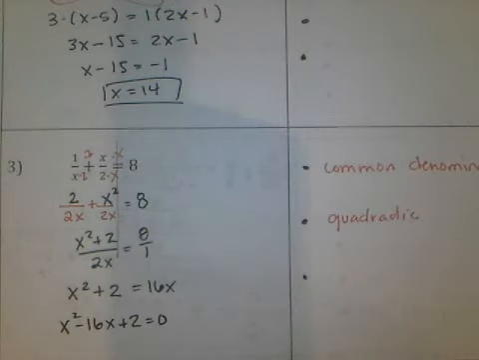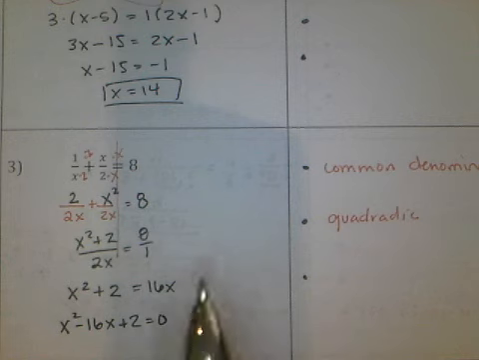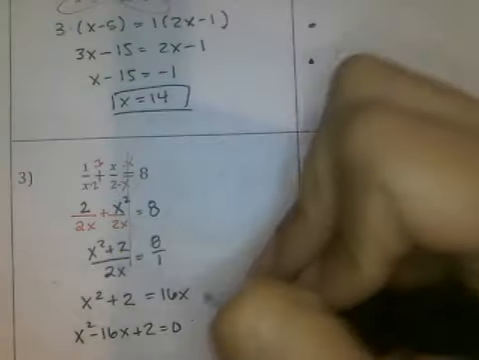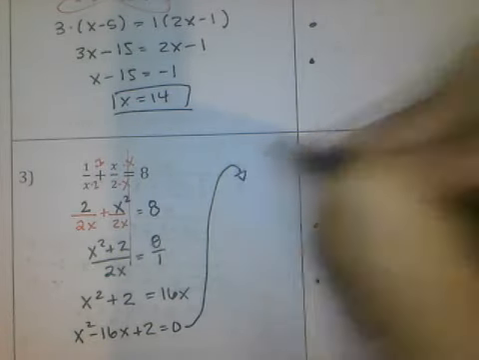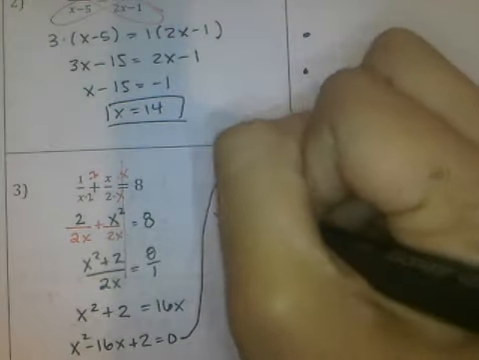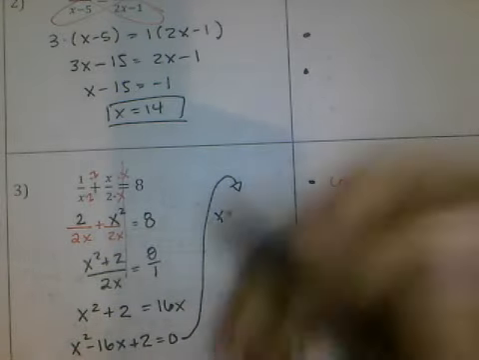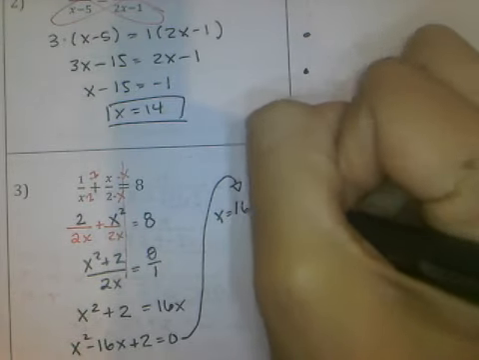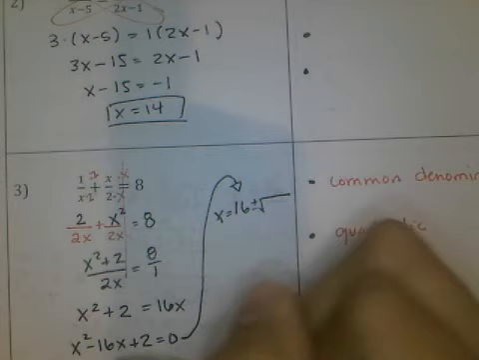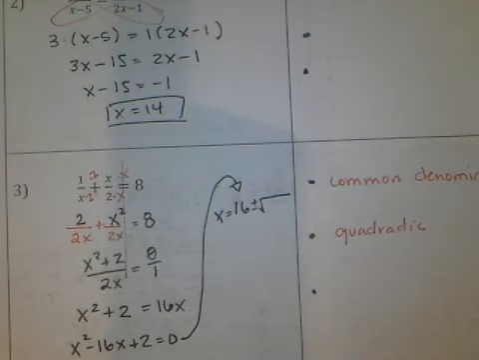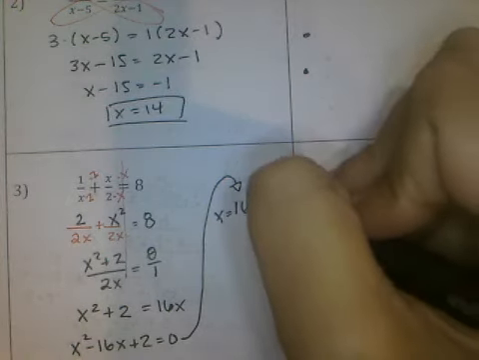In an ideal world, I would be able to factor this, and a times c would be 2, b would be negative 16. Unfortunately, you can't factor this, so we're going to have to use quadratic formula. Here's what it looks like. X equals negative b would be positive 16, plus or minus the square root. B squared would be 16 squared, and it turns out that 16 times 16 is 256.